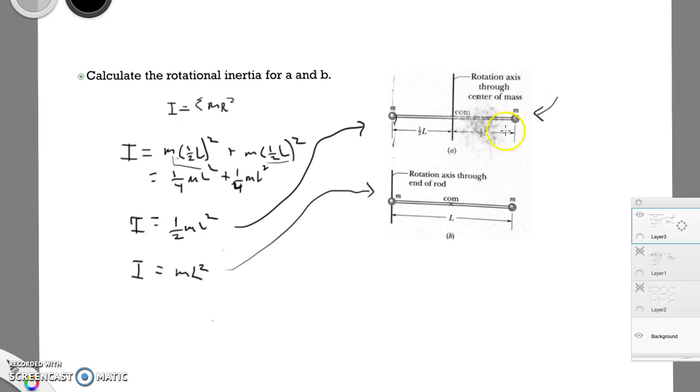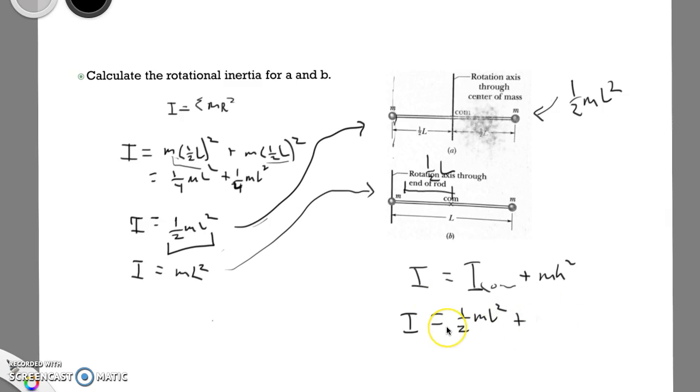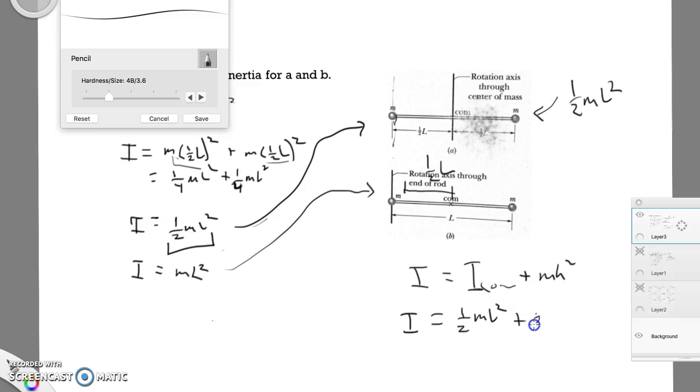For this system, the moment of inertia about its center of mass was 1/2 ml squared. Using the parallel axis theorem, I about the center of mass plus mh squared gives us the total moment of inertia. So I about the center of mass was 1/2 ml squared, and I will apply the parallel axis theorem for this shift. The total mass was m plus m, or 2m. Our distance away from the center of mass is 1/2 L, and we're going to square that.